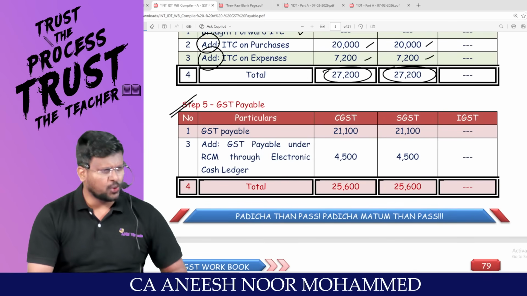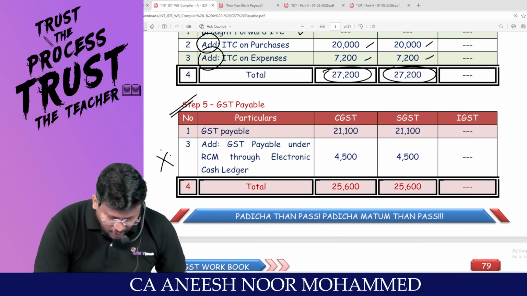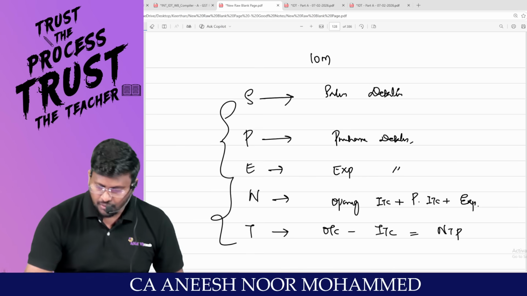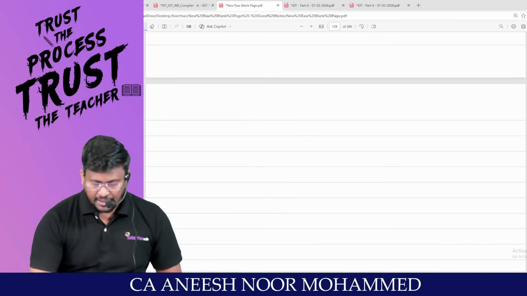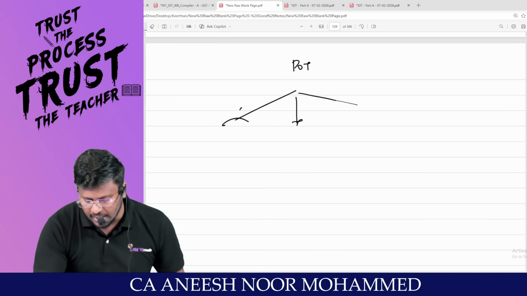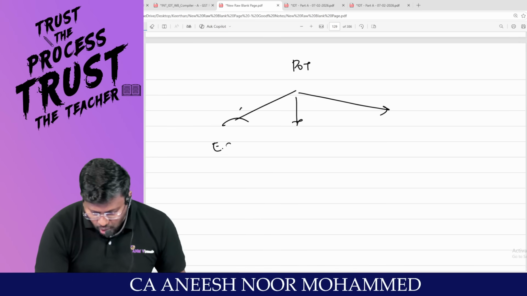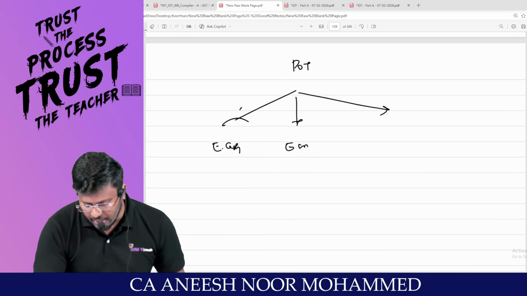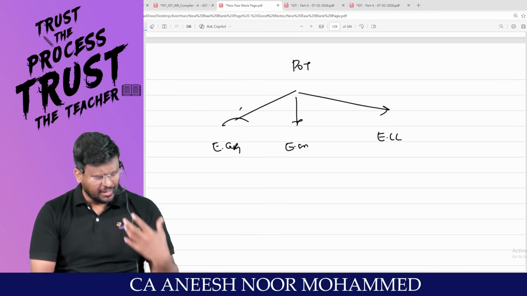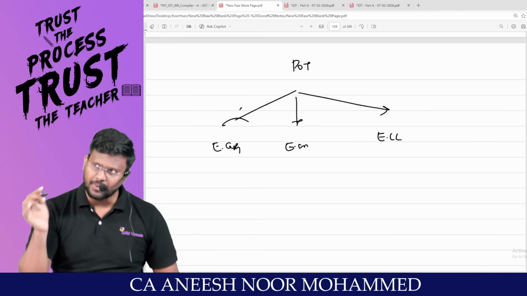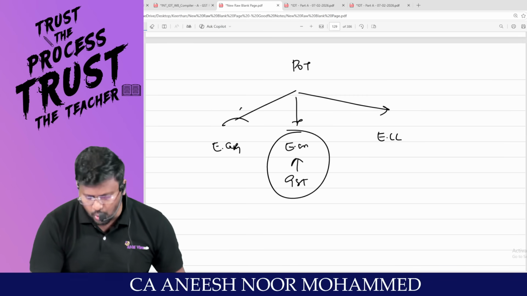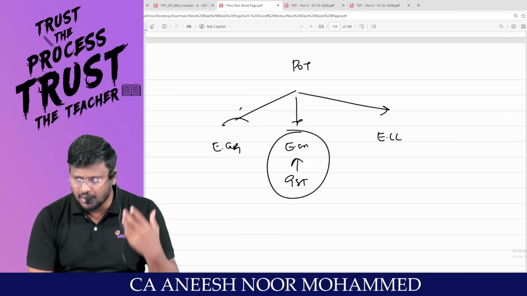Comfortable? Now step number 5. You have to be very careful regarding this step. I will tell you the logic why. In the payment of tax chapter, we have studied that 3 ledgers are there: the electronic cash ledger, the electronic credit ledger and the electronic liability ledger. When we purchase, we will pay GST. Whatever GST we have paid at the time of purchases will go and sit in the electronic credit ledger.